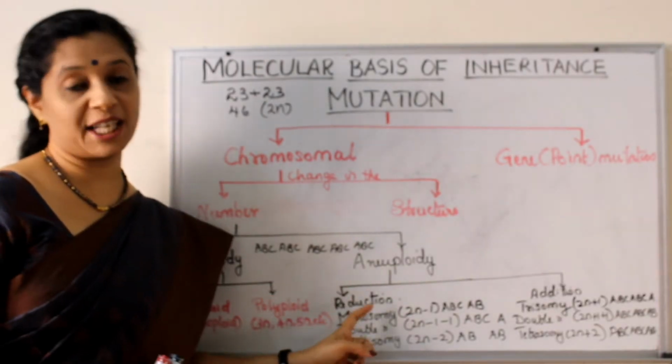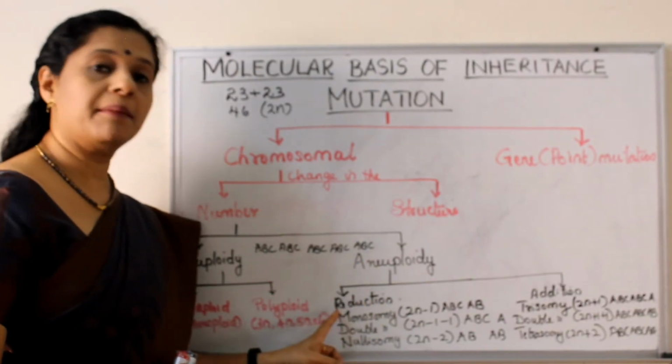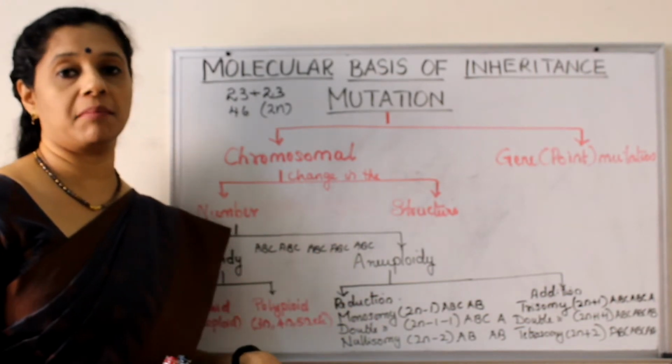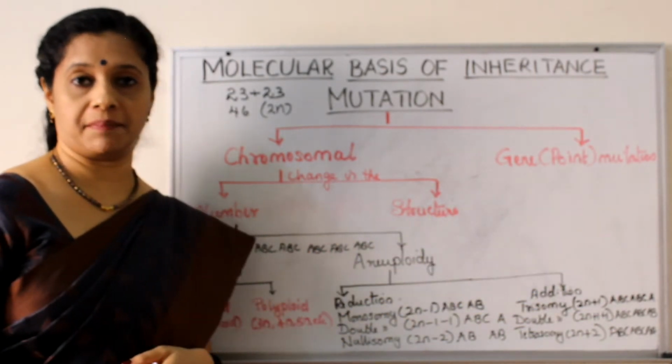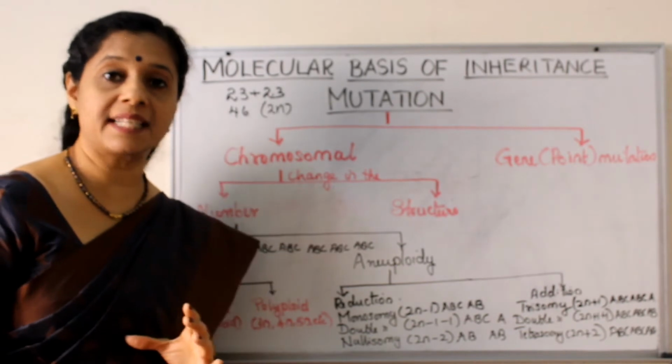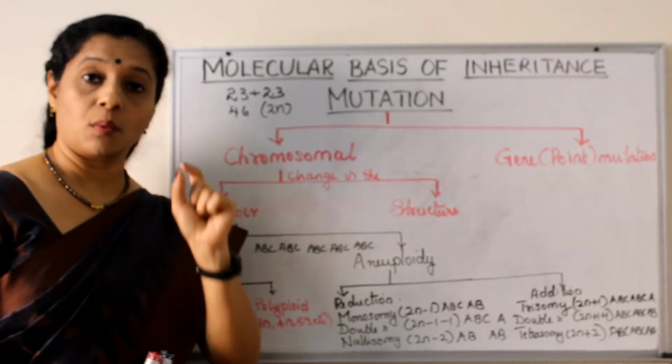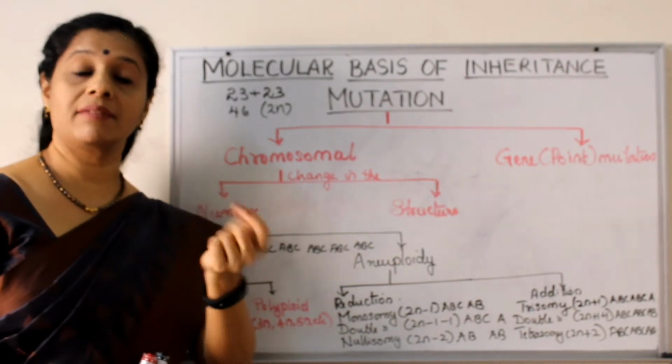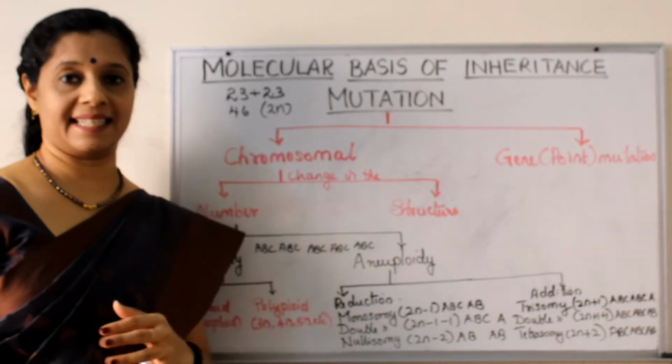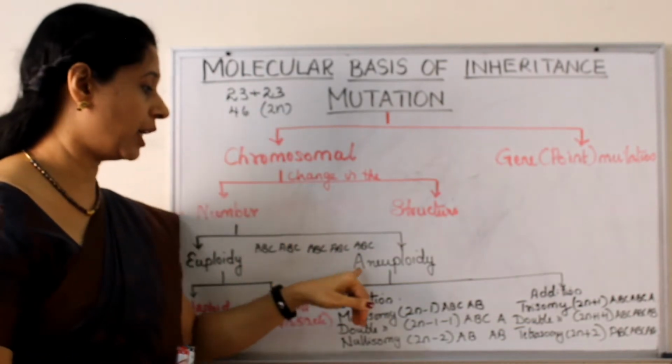So if we look at aneuploidy, aneuploidy can be due to either reduction in the number or addition of the number. Here it's not the total set missing or adding. 1 or 2 chromosomes or 3, 4 may be added or deleted, not the entire set. That is called the aneuploidy.